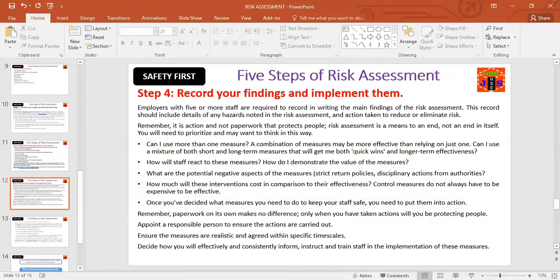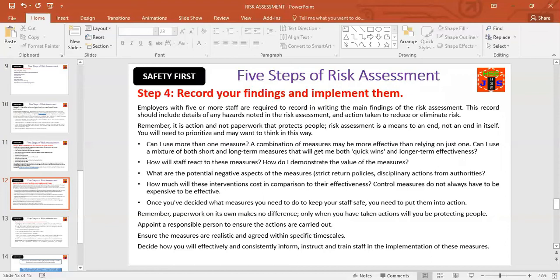You will need to prioritize and may want to think in this way. Can I use more than one measure? A combination of measures may be more effective than relying on just one. Can I use a mixture of both short and long-term measures that will get both quick wins and longer-term effectiveness? How will staff react to these measures? How do I demonstrate the value of the measures? What are the potential negative aspects of the measures? How much will these interventions cost in comparison to their effectiveness? Control measures don't always have to be expensive to be effective.